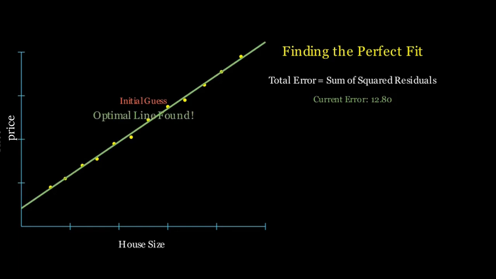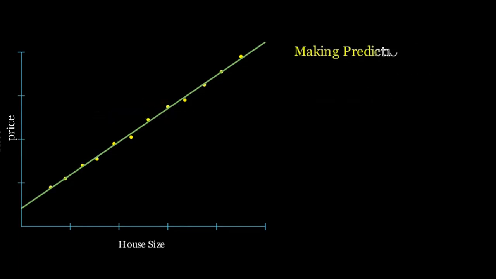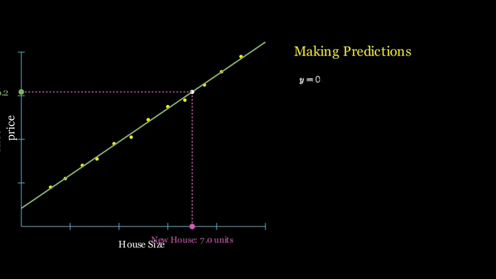Now for the exciting part, using our trained model. Let's say we have a new house that's 7 units in size. We can use our regression line to predict its price. We find where 7 on the x-axis meets our line, then follow across to the y-axis to get our predicted price. The model estimates this house would cost about 6.2 units.